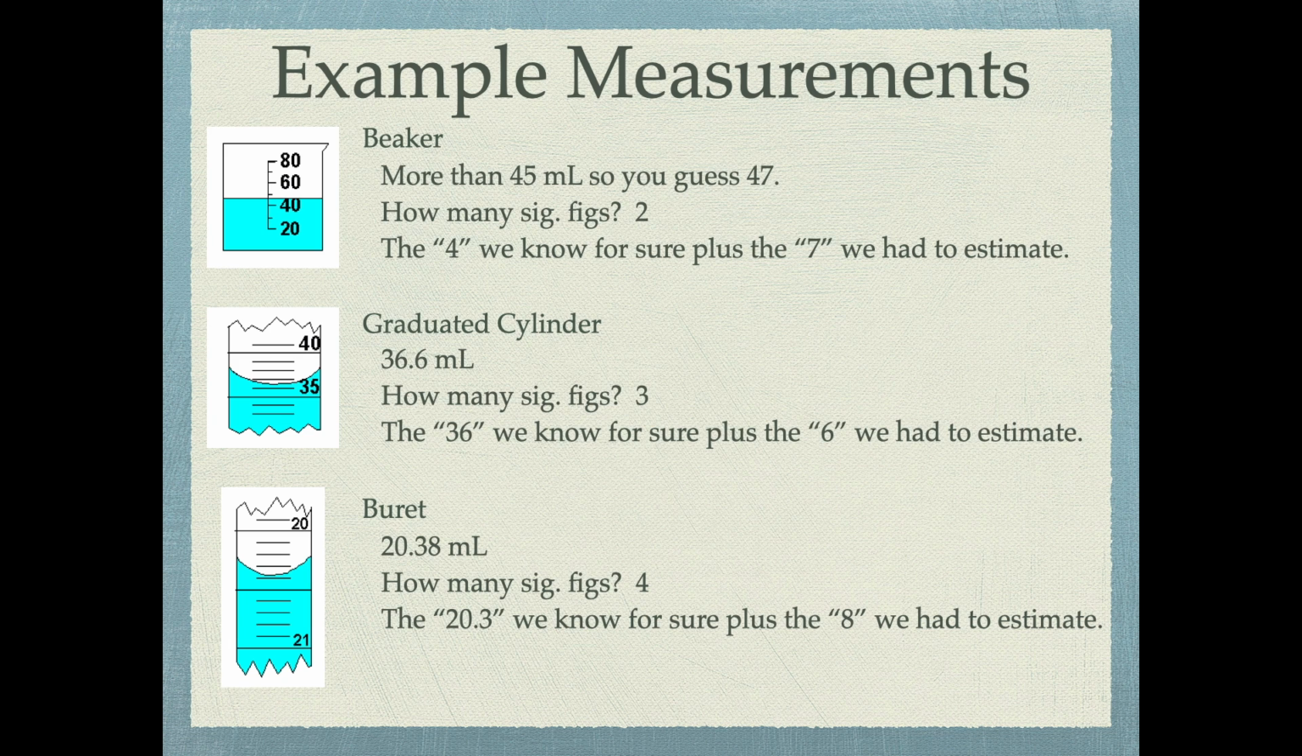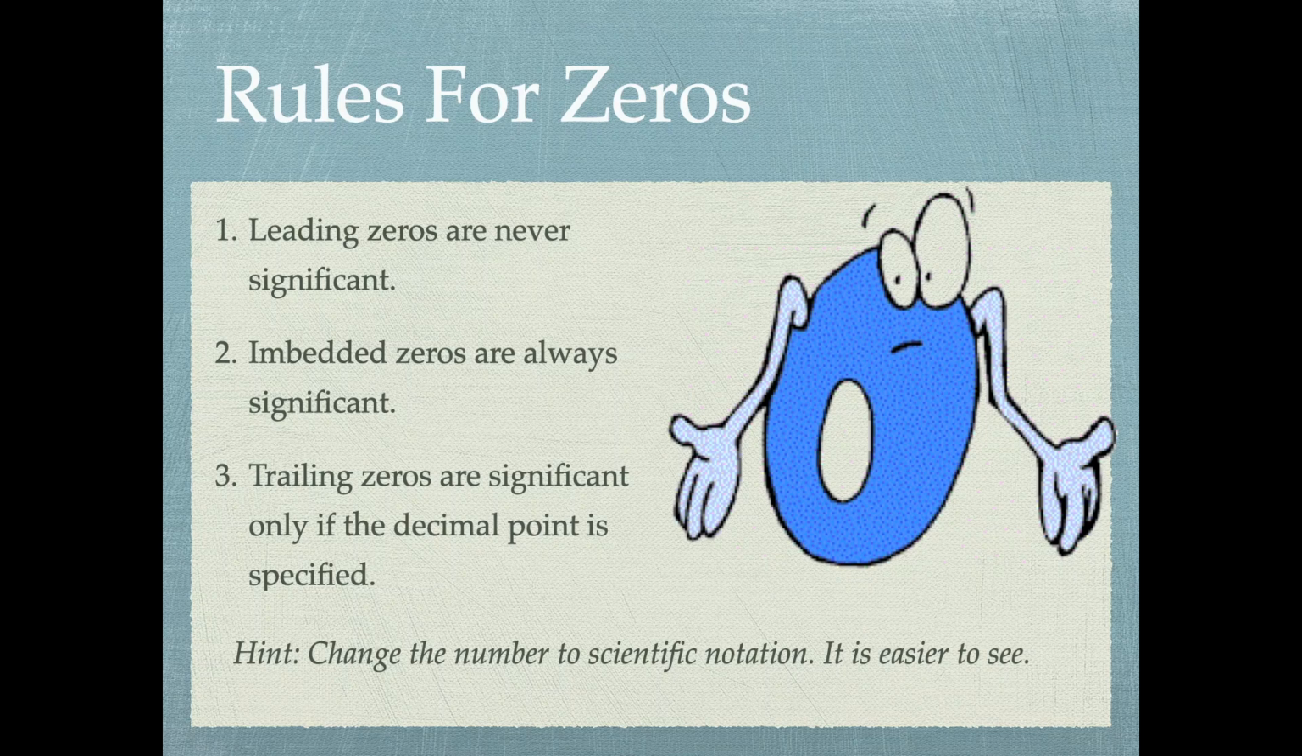You can see here that 0 is significant because it's part of the number that we knew for sure. But sometimes it's not part of the number that we knew for sure. It's just holding a place. So how do you tell?